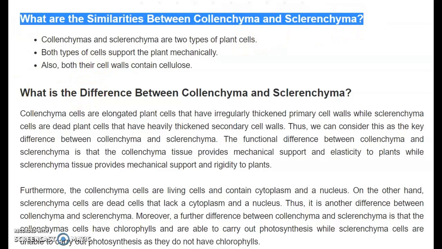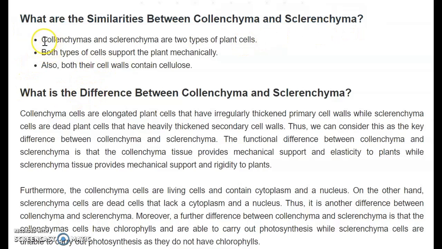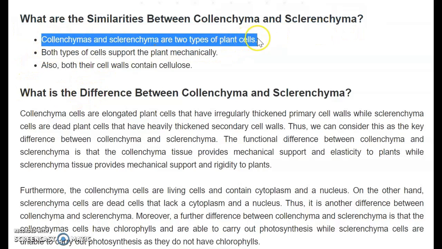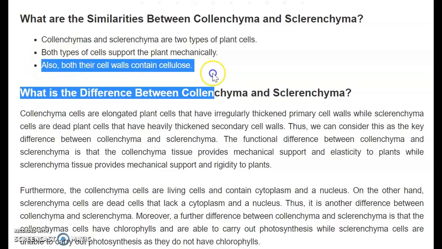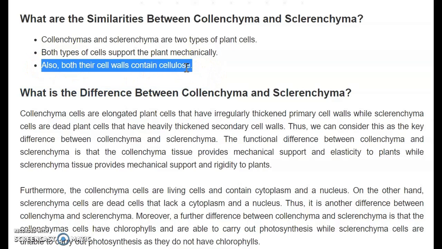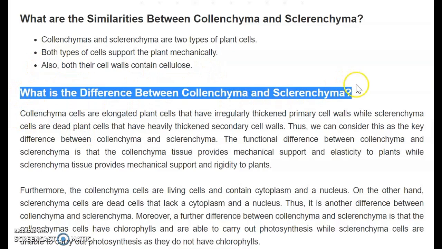Firstly, they are both plant cells, so they have cellulose cell walls. Both types of cells support the plant mechanically. So in other words, they give it some type of support, and both of their cell walls will contain cellulose. So those are how they are similar. Both are plant cells, both give support, and both have cellulose in their cell walls. But what are the differences?